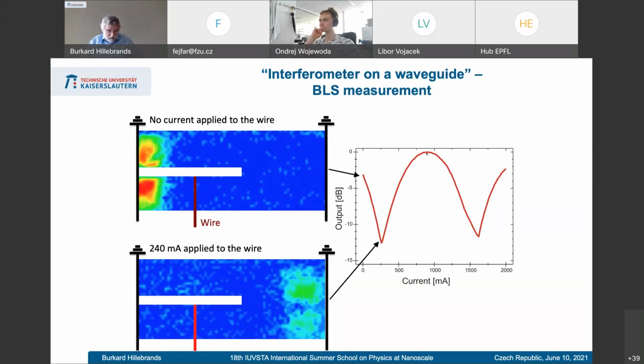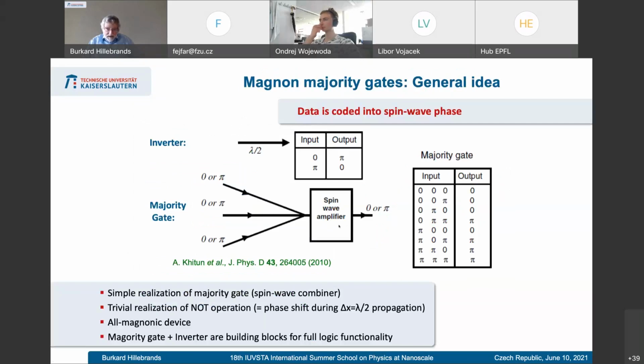So we have a nice logic element, not very useful because here we use Brillouin light scattering, or in this case a wire, to detect the output signal. So a device which is much more suitable for interference-based logic is a majority gate. And the majority gate has a very general idea that we use waves with phases. So the information is coded in the phase of 0 or pi, corresponding to logically 0 and 1. And the output is always the majority of the input signals. So if the majority is zeros, then the output is a 0. If the majority is pi's, then the output is pi regarding the phase.